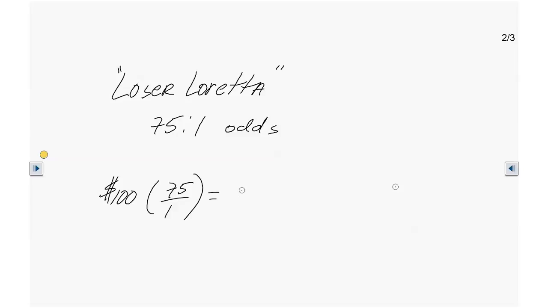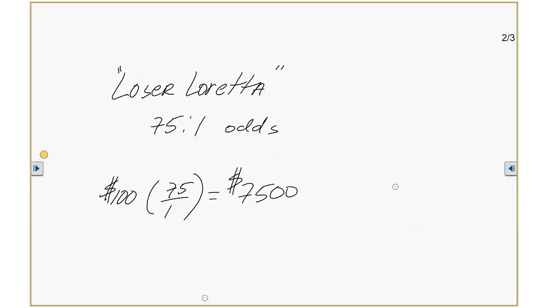What? $7,500. Now, why do you win so much money? Because the odds are what? High. Now, there's two entities in America that are not into charity. They despise charity. What are they? The banks and Las Vegas.